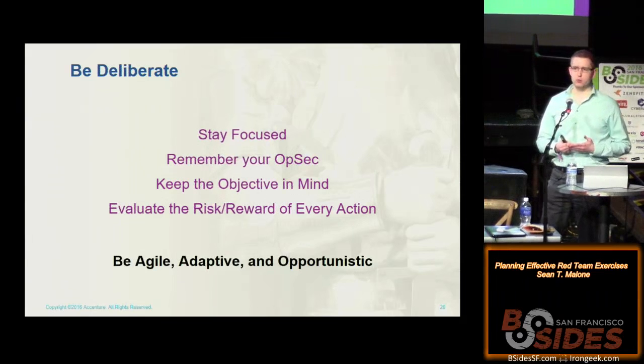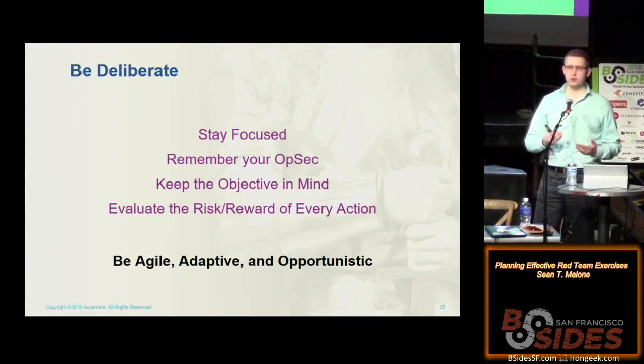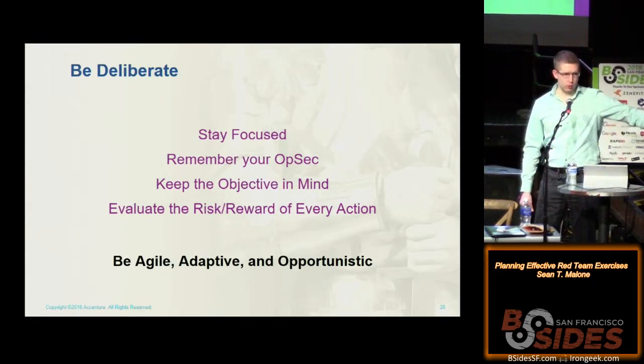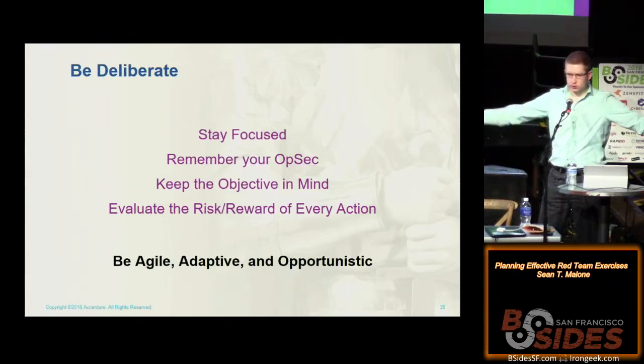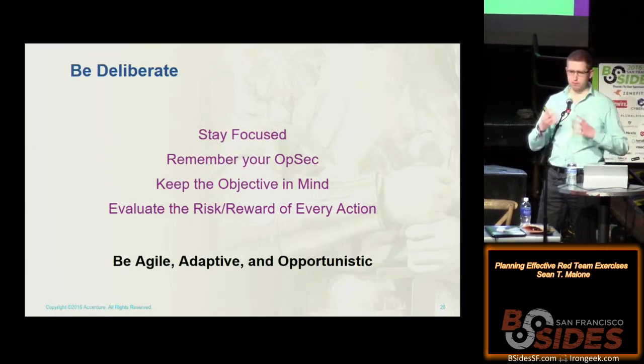Remember your OPSEC. Remember to avoid cross-contamination between different avenues of attack. Don't use the same command and control server for your Dropbox that was placed on the network through a physical attack and your spear phishing campaign that sends out something from a PowerShell embedded in an Office macro. You don't want detection of one to result in detection of all of the others. Keep that objective in mind. Stay laser focused on that objective.